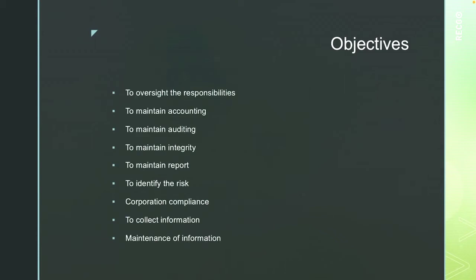And the last objective is to maintain open channels of communication among the management of the corporation, the external auditors and the board. Okay, these are some of the main objectives of the audit committee.